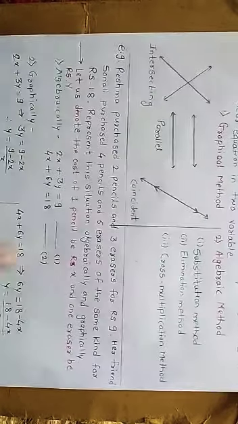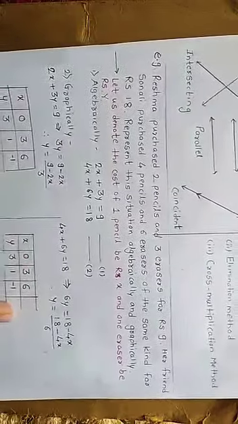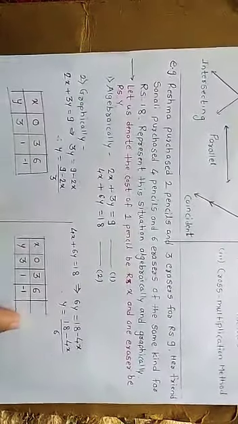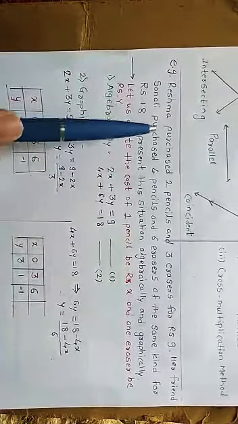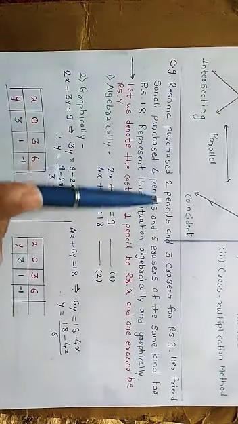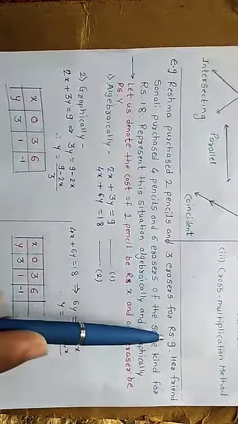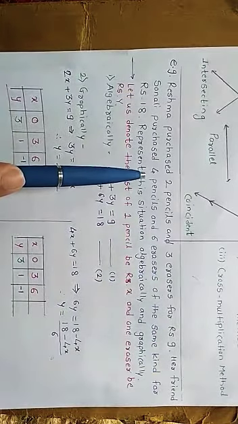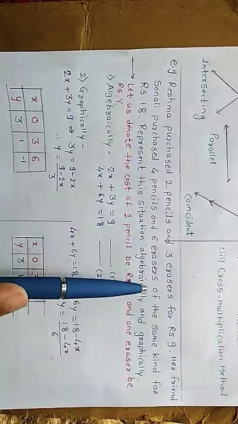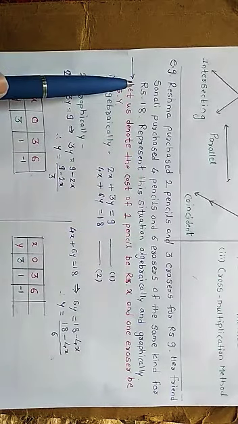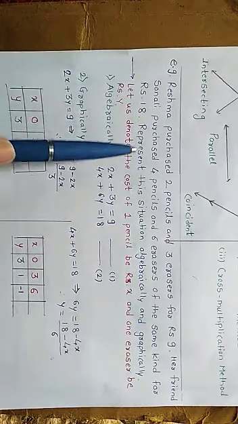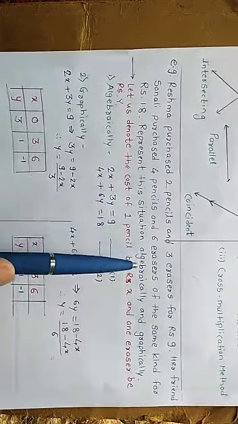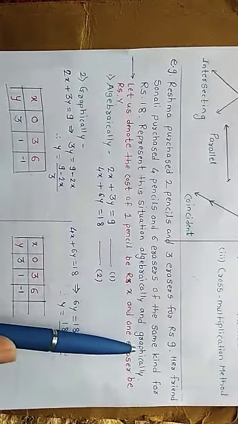For exercise 3.1, this is an example. Suppose Reshma purchased 2 pencils and 3 erasers for rupees 9. Her friend Sonali purchased 4 pencils and 6 erasers of the same kind for rupees 18. Represent this situation algebraically and graphically.